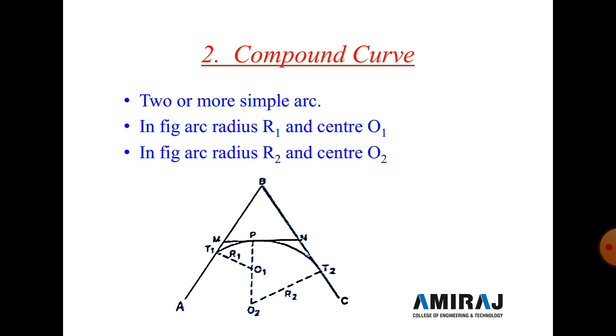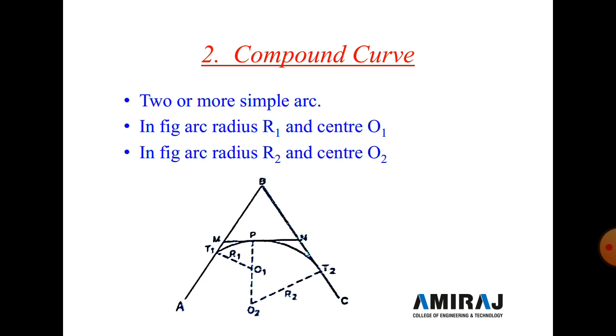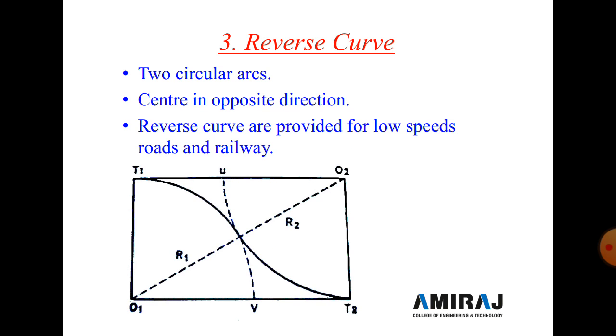Here the compound curve is different compared to the simple circular curve. In a simple circular curve, only one arc is there, and in a compound curve two arcs are there, but the radii of the arcs are different, like R1 and R2, and they are joined with each other at a single point, point P. Now another is the reverse curve. So what is a reverse curve?